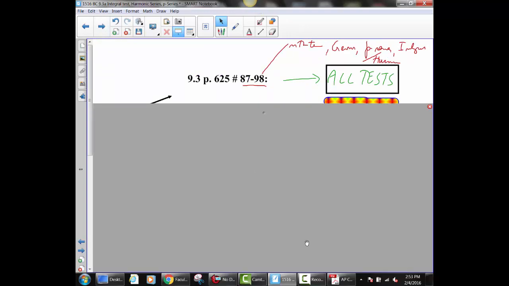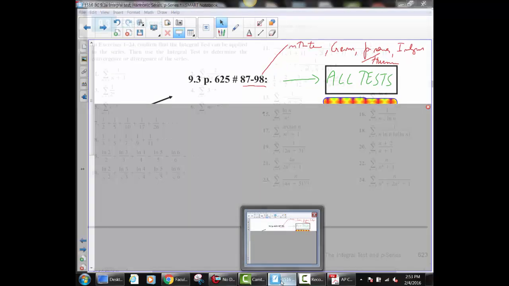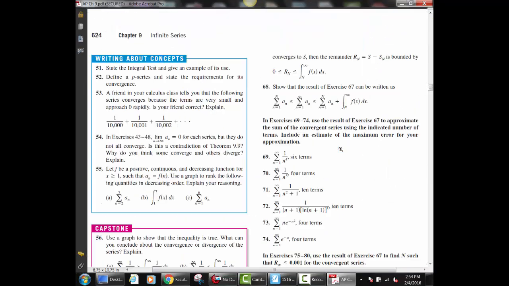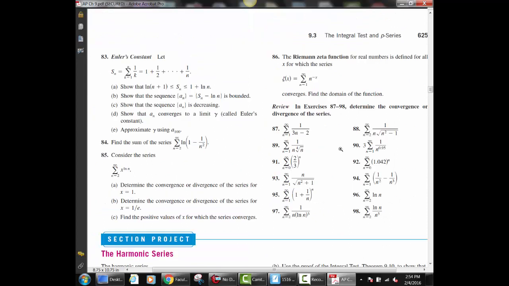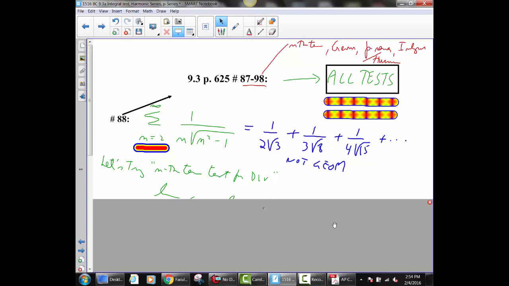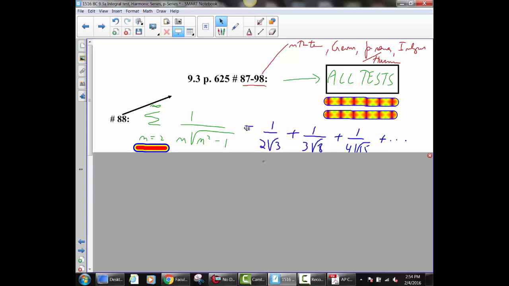Okay, now we're going to go to page 625. So 625, at the end of every section's homework, they're going to have a mixed bag where they get you to review everything they've taught up to that point. So this is all the different tests, which at this point would be nth term, geometric, P series, etc., although I haven't gotten to P series. Okay, so here's number 88.